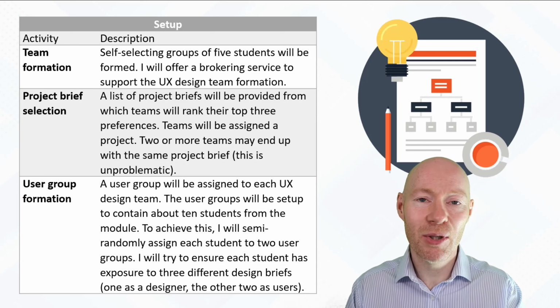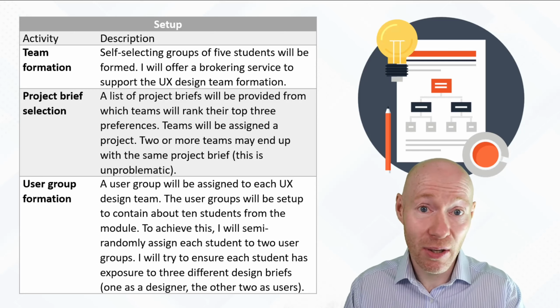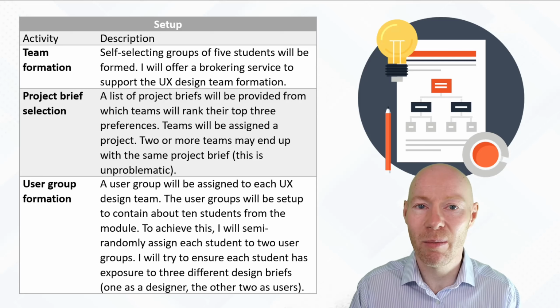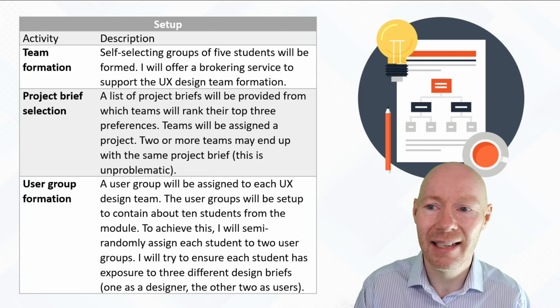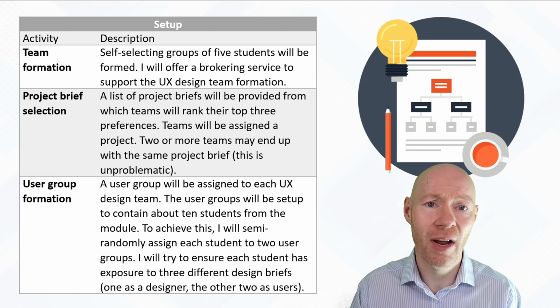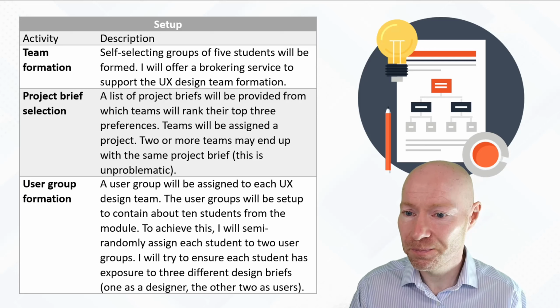So hopefully teams should get their first choice. They absolutely will get their first choice if there's a good variation across, say, the 10 or 15 project briefs, and I'm anticipating that's likely to be the case. But the small print is that I may need to go for your second or third preference if needed.